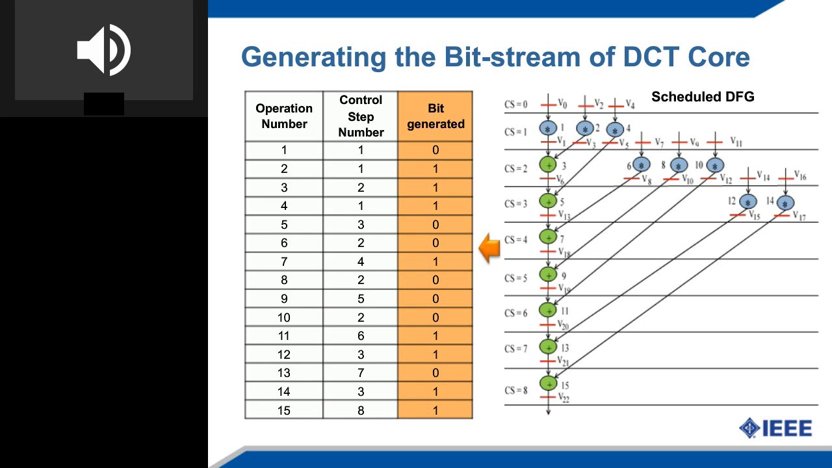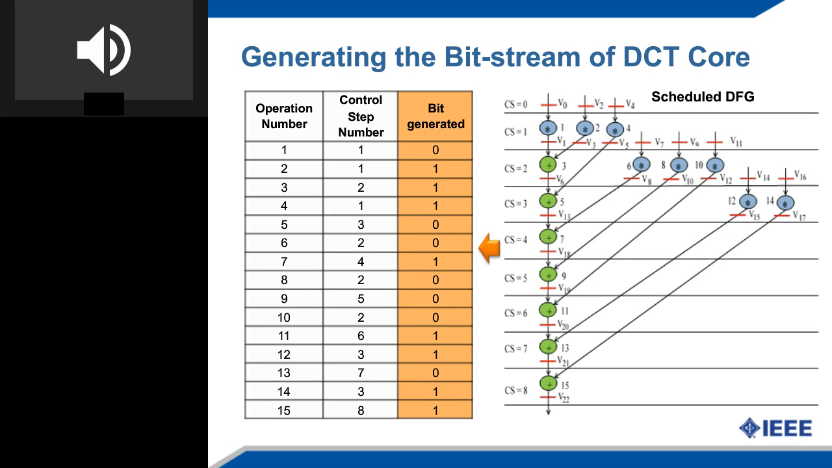For example, if the operation number and control step number both have the same parity, that is both are odd, then the bitstream generated is 0. If they do not have the same parity, then the bitstream generated is 1. Therefore, for operation number 1 and control step number 1, the bitstream generated is 0, while for operation number 2 and control step number 1, the bitstream generated is 1.